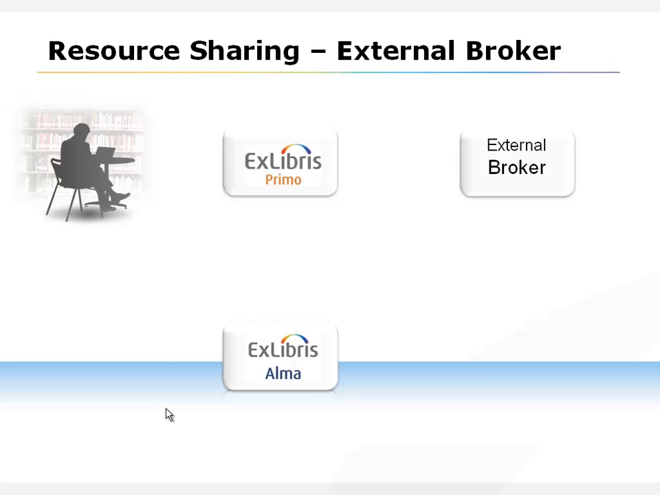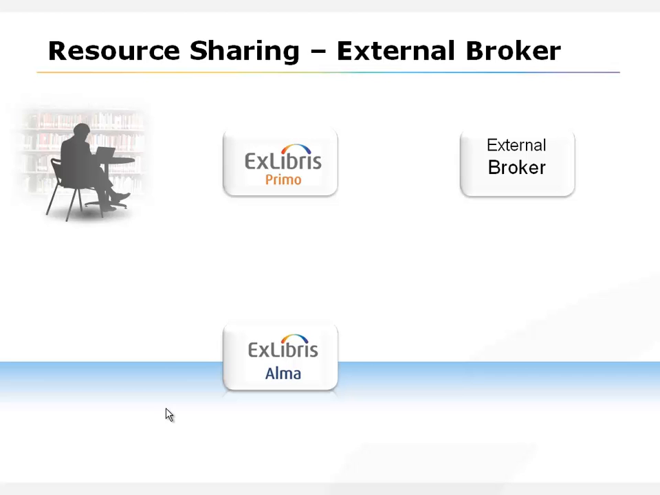models. The first one is what we call the external broker. In this external broker model, we can see that there are a number of players in the process of managing the resource sharing request, one of which is of course Alma on the lower part of this diagram. The other is Primo, from which the request is placed, and a third one is an external broker, which is actually a non-Alma system which is designed to manage resource sharing requests.